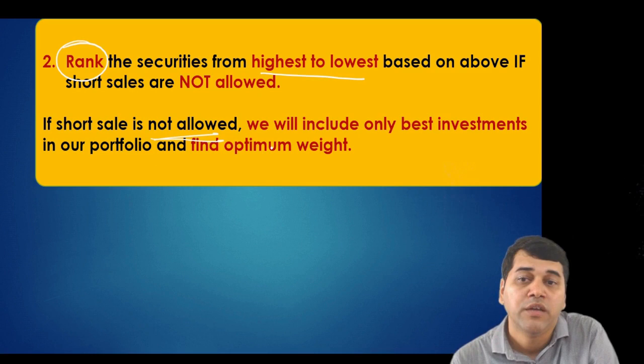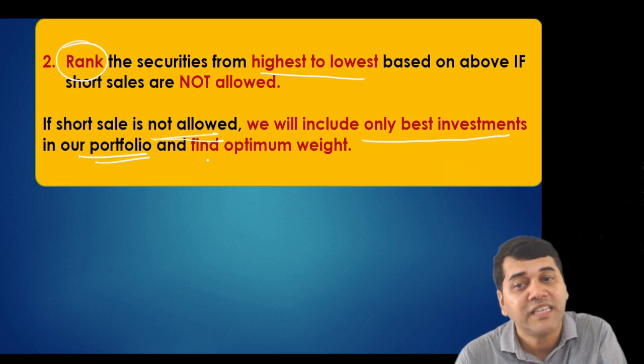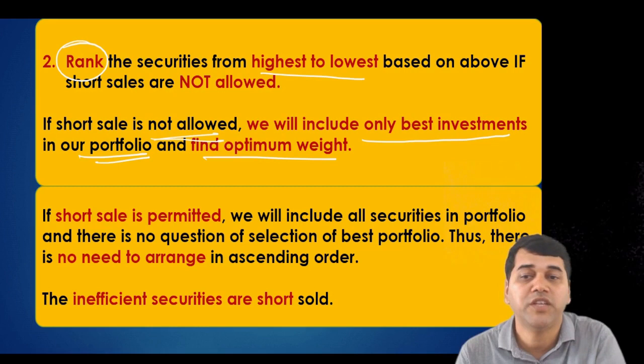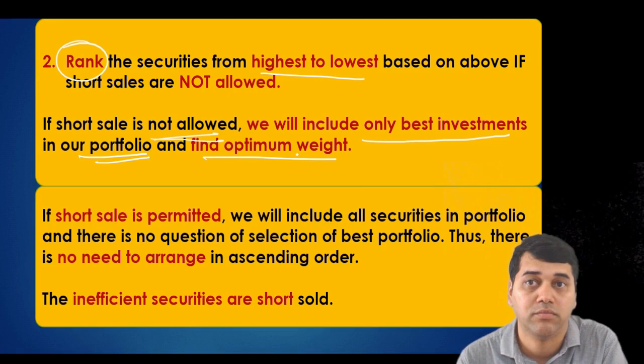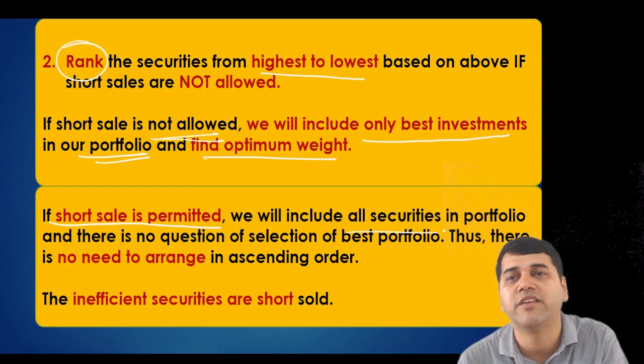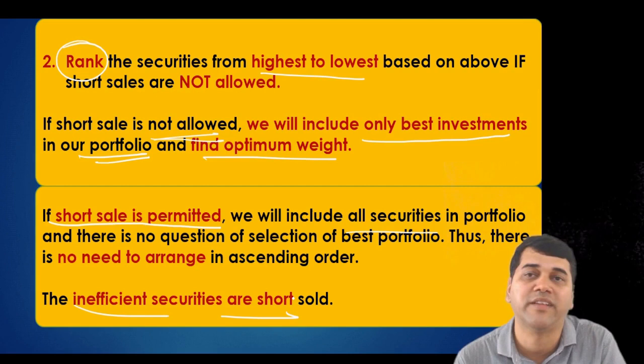We have to choose and then find the optimum weight. If short sale is allowed, which generally they say in the examination question or study material question, short sale not allowed. That's why we have to choose only the best investment. If the short sale is permitted, we will include all the securities. No question of weight there. Why? Because inefficient securities, we can short sell that. This is only for your academic understanding.